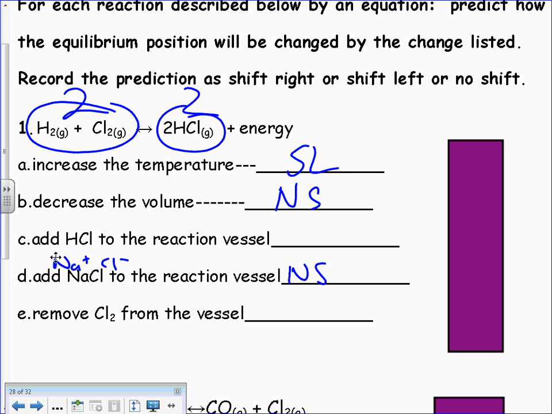Adding HCl. Shift left. Why? Because you have extra products. So you're basically adding products. You're like, I've got too many products. I need to get rid of them. And that would be proceeding in the opposite direction so that you consume them. So sometimes you got to talk to yourself through these. I do the same thing, okay? Because I'm like, okay, I've got too many. What do I need to do? Get rid of them. All right, removing chlorine gas. Shift right.